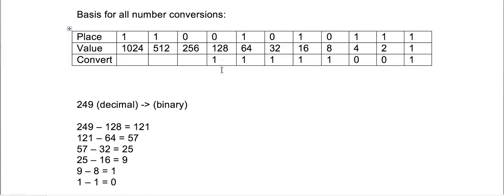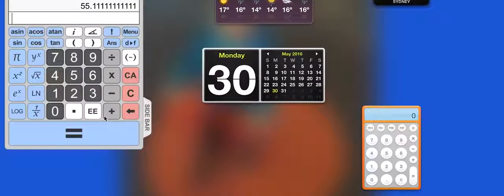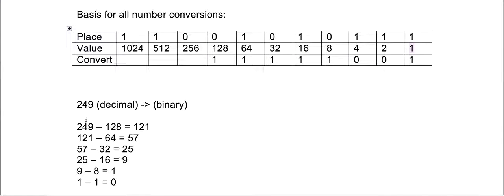So if I go back now and I add up all of these values, if I add up 128, and then I add 64, and then I add 32, and then I add 16, 8, and 1, if I've done this correctly, I should end up with 249 as a decimal value. So let's just see if that's the case. We'll go 128 plus 64 plus 32 plus 16 plus 8 plus 1, 249, and 249 is what we're going to get back.